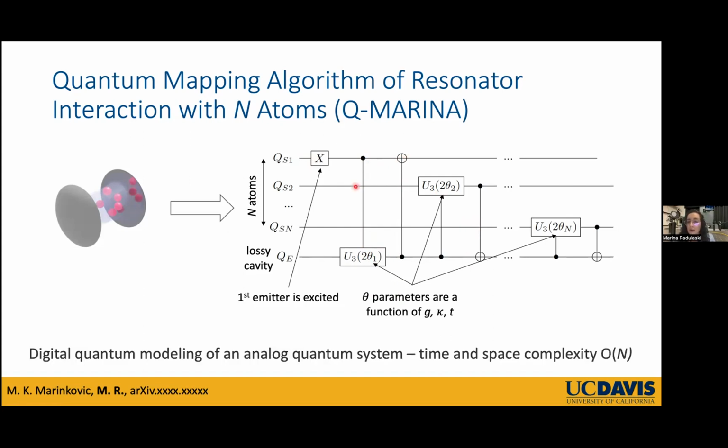The nice thing about the circuit is that it's linear in both space and time. In space, it uses n+1 qubits, and in time, it uses 2n entangling gates. So now, starting with the exact solution, which requires exponential space and time, we have reduced the complexity to linear space and time.